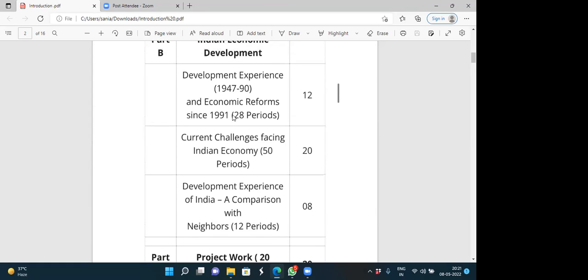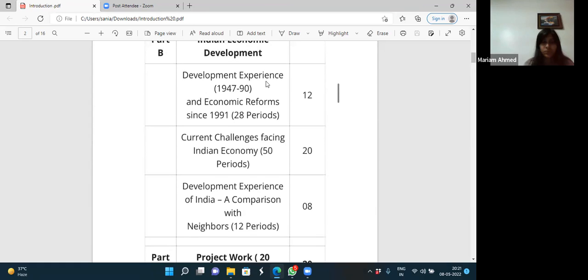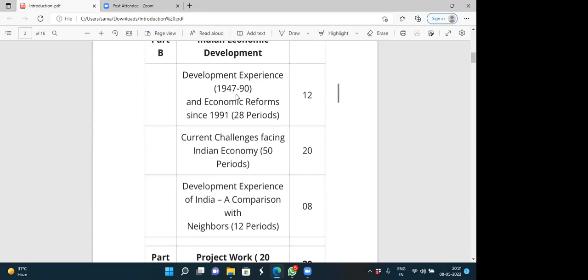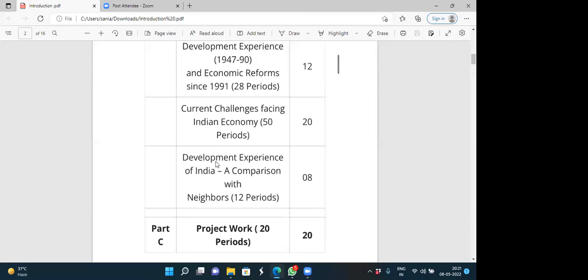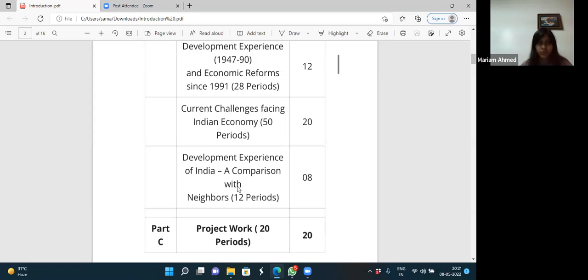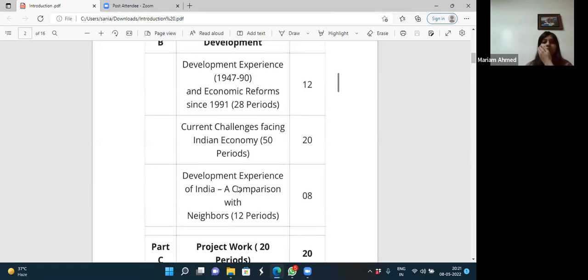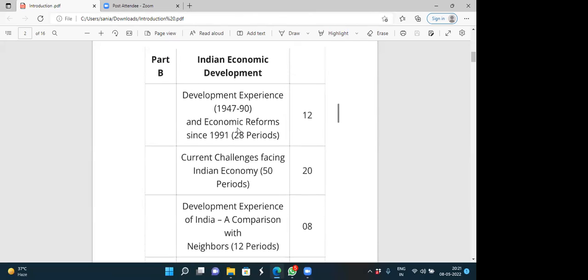We have 3 units over here. The first is development experience, that is 1947 to 90, and the economic reforms since 1991. The second one is current challenges facing the Indian economy, and the last one is development experience of India, which is a comparison with the neighbors. We will be comparing the Indian economy with other countries like China, Nepal, and Pakistan. It is quite interesting. You can write it down. I'll scroll it down. Three units in your second book.